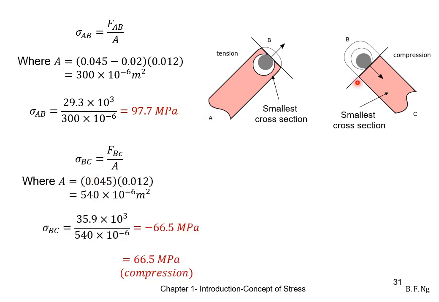For the stress in BC itself, the area is just the width of the link times the thickness, and we have this as the cross-sectional area. This normal stress will just be FBC divided by the area, and we have negative 66.5 megapascals, and it is in compression. This comes to the end of tutorial 1.